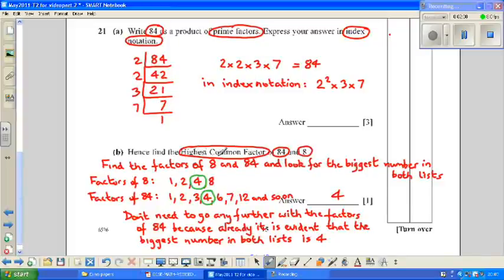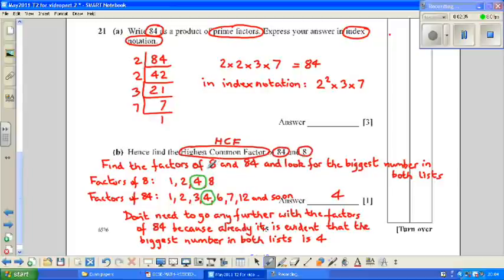Part B, this is a very common question in these papers, to find the highest common factor. It might be abbreviated HCF, and it stands for highest common factor of 84 and 8. And again, the words in the question are giving you a clue. So we're going to find the factors of both numbers and then see what's the biggest number that appears in both lists. So the highest factor that's common to both lists.